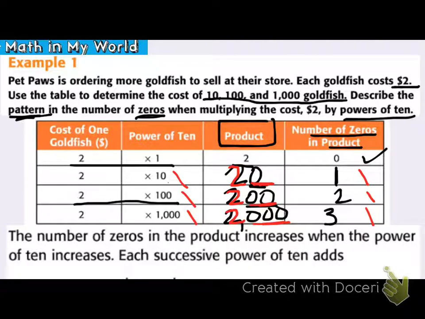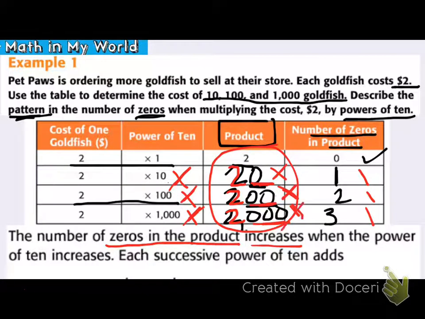So I'm definitely noticing some patterns in what I did. The number of zeros in the product, or the number of zeros in my answer, increases. It goes up. Well, that's true. There's 1, 2, and 3. It increases when the power of 10 increases. So I have 1 power of 10 and 1 zero. I have 2 powers of 10 and 2 zeros. 3 powers of 10 and 3 zeros. Yes, it does increase. Each successive power of 10 adds 1 zero.